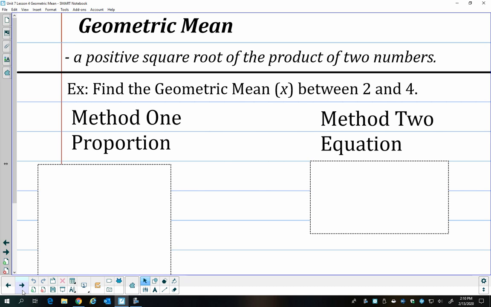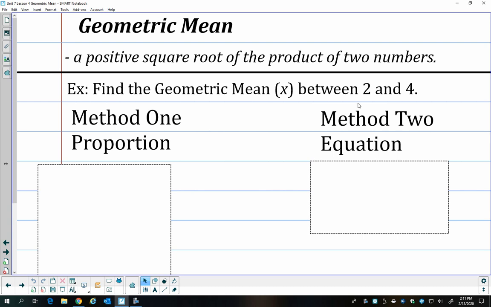A geometric mean, by definition, is a positive square root of the product of two numbers. So that means if you multiply two numbers together and take the square root, whatever that value is called the geometric mean. There's a couple ways to find what the geometric mean of two numbers is.